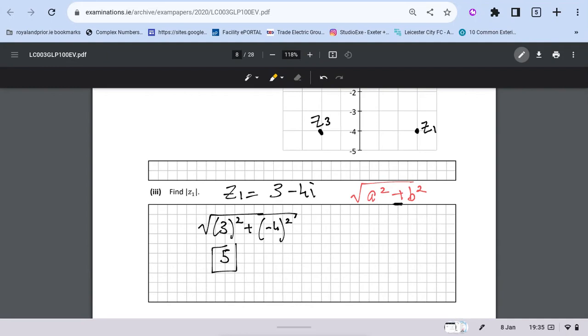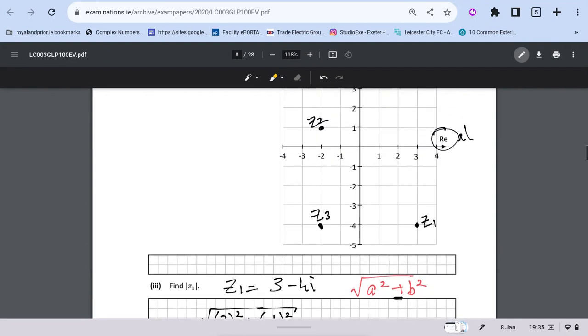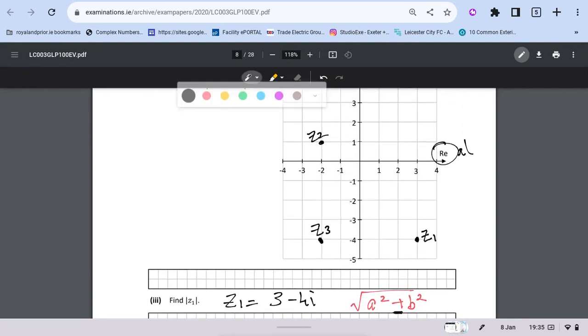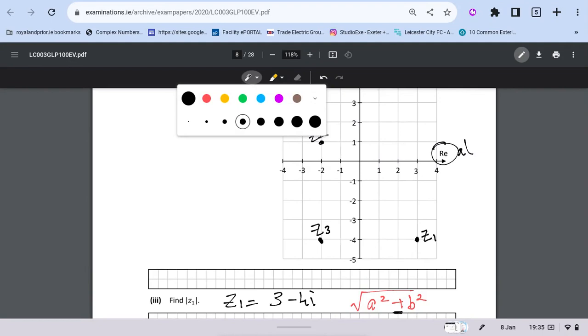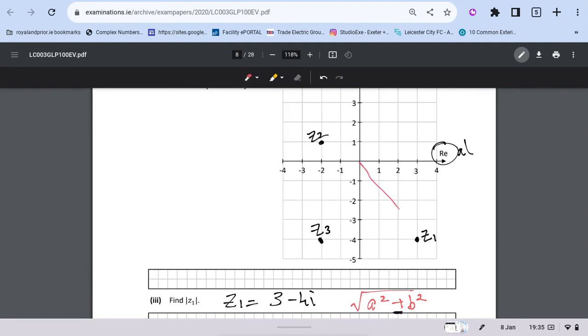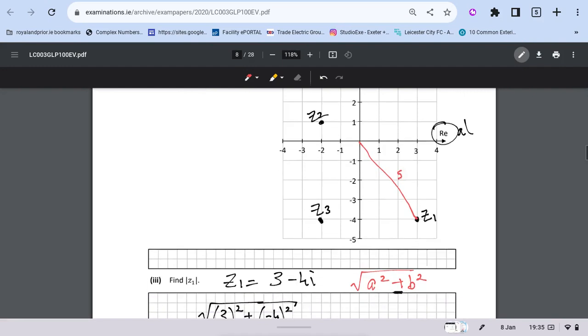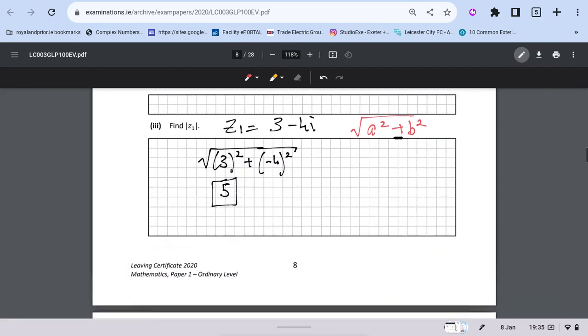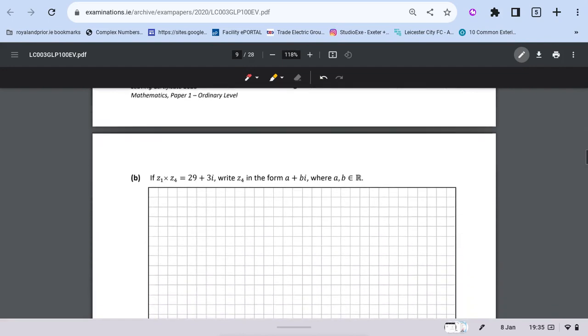So what that means is it's 5 units from the origin. So I wanted a graphical representation of that. You know, it's 5 from the origin, 5 spaces. So that's why it's never a negative answer. Next thing here.